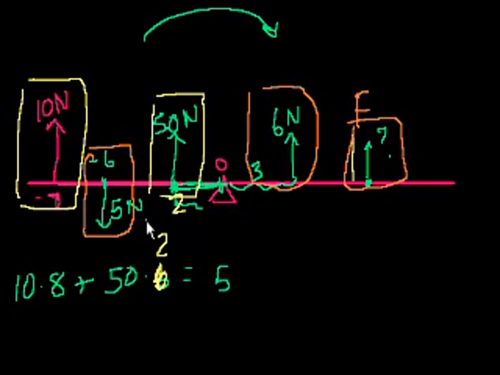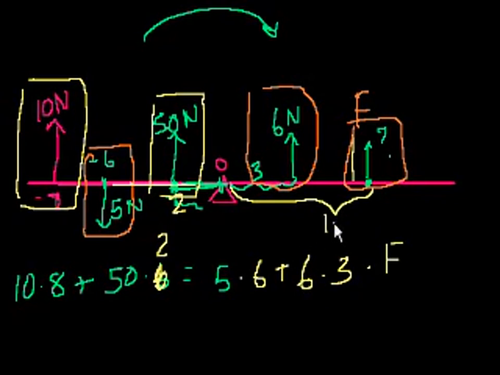So the clockwise moments is 5 newtons times 6, right? Its distance is 6, and it's 5 newtons going in the clockwise direction. And then we have plus 6 newtons times 3. And then we're just assuming, we don't know for sure, our force, and let's say we're applying the force. I should have told you ahead of time so you could do this problem. Let's say that we're applying the force at 10 meters away from our fulcrum arm. So force times 10. So now let's just solve for the force.